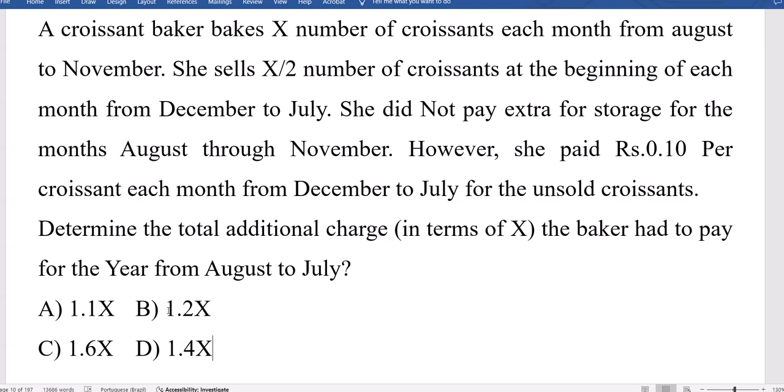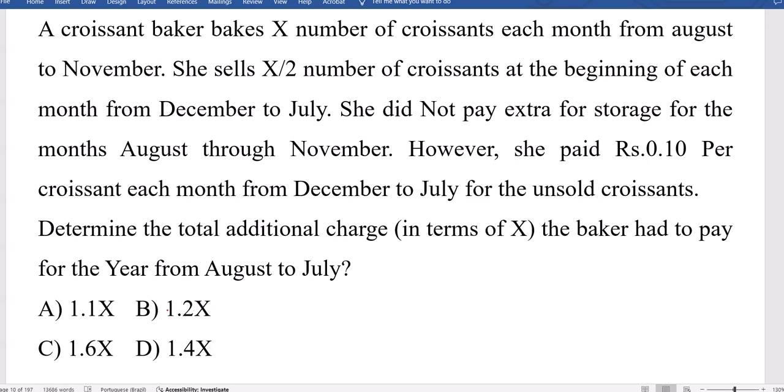Read the entire question. They're preparing from the month August to November and they're selling it December to July. Try to understand that question. Entire 1 year, okay, fine, but initially around 6 months or a couple of months, August to November, right? So around 4 months they are preparing, then the remaining 8 months they are trying to sell, and each month they are selling x by 2 number of croissants or cakes.